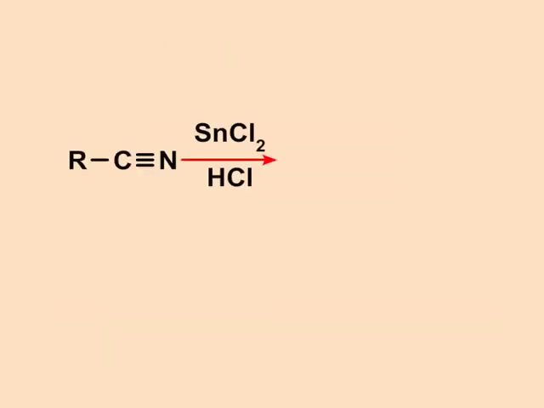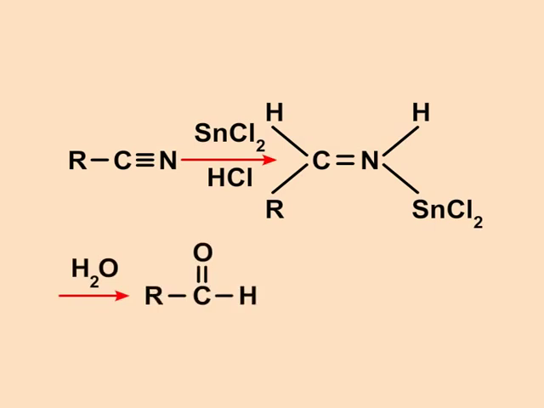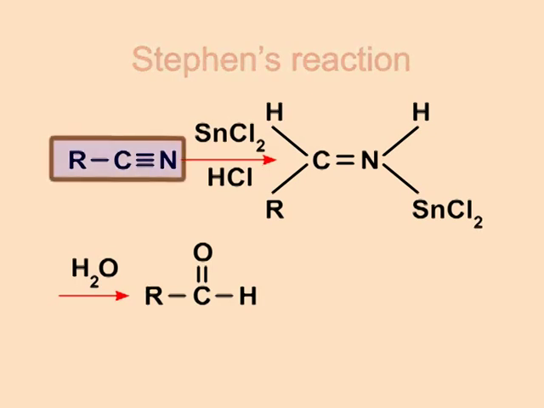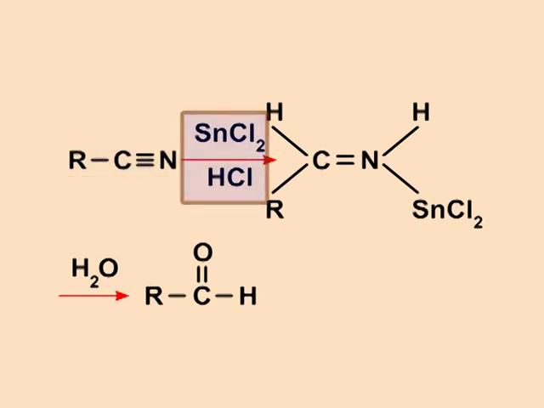We will now learn about the fifth method, that is, reduction of alkyl cyanides, Stephen's reaction. Alkyl cyanide, when reduced with stannous chloride and hydrochloric acid, gives addition product, which upon hydrolysis gives alkanal. This reaction is known as Stephen's reaction. Let me tell you that ketones cannot be prepared by this method.